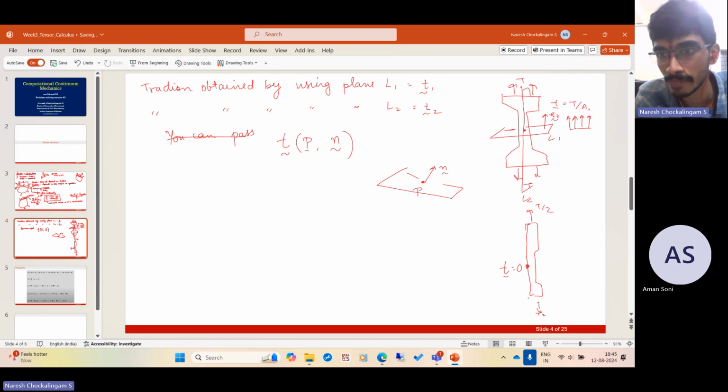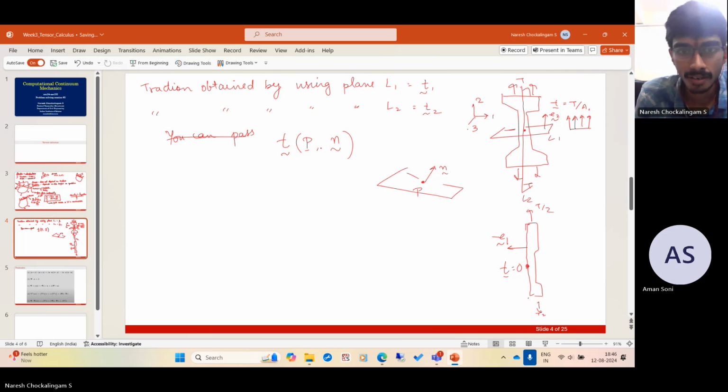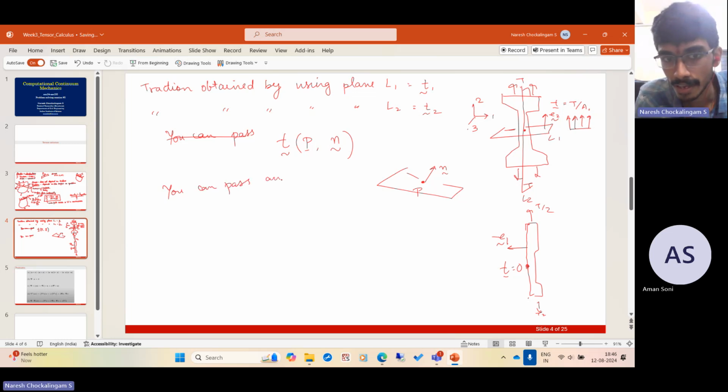And to this L1 plane, the normal is E2, say if you consider a coordinate system like this, 1, 2, 3. And to this L2 plane, the normal is minus E1. So traction always depends on this. However, this means that you can pass an infinite number of planes through a point. You can pass an infinite number of planes through every point.